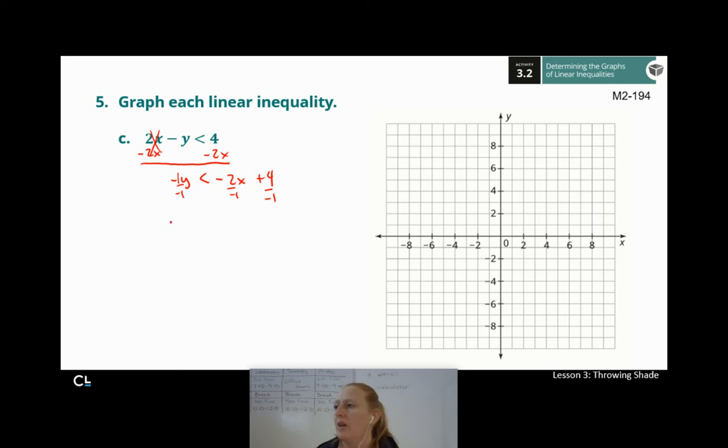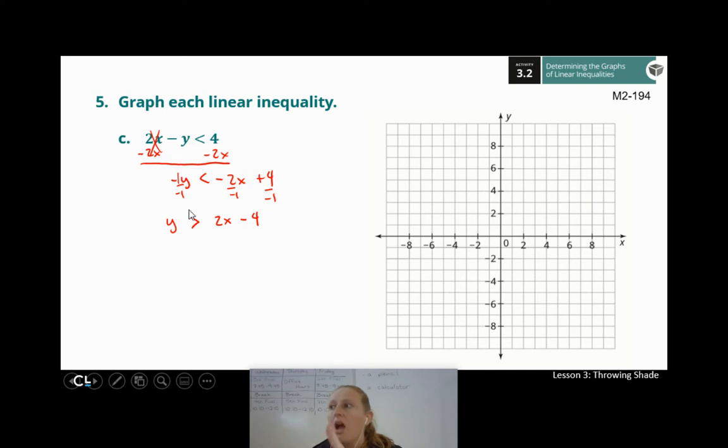So now I have y. Since I divided everybody by a negative, instead of less than, it becomes greater than. Did you remember to flip the inequality? I told you this was a tricky one. There were all kinds of little tricks in there. Negative 2x divided by a negative 1 is a positive 2x, and 4 divided by a negative 1 is a negative 4. So much happened. Not only did we get the y alone, we ended up having to actually flip our inequality. Watch out for that. Okay, but we've done it.